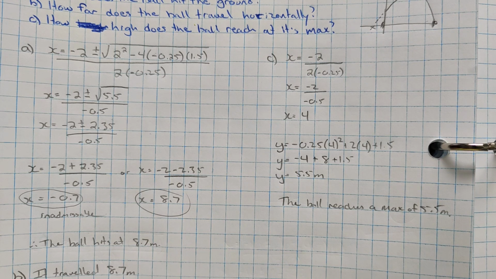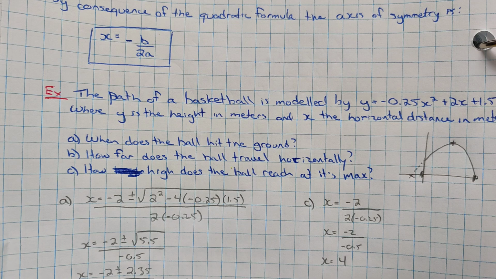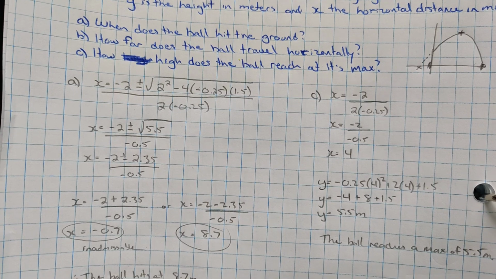So there we have finding the zeros, finding the distance traveled, finding the maximum height of a ball. Again, quadratic formula, x equals negative b plus or minus the square root of b squared minus 4ac all over 2a, and then the vertex is x equals negative b over 2a. Do you have to memorize this? It would be nice, but I will allow you the formula on the test.